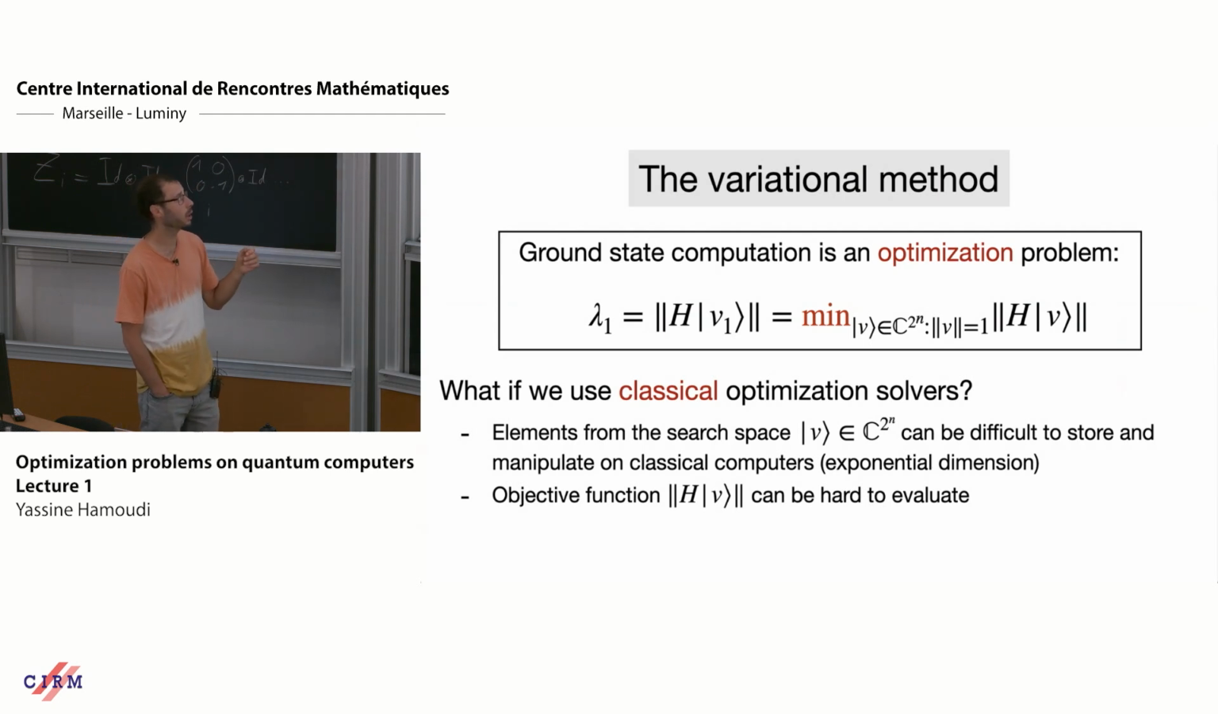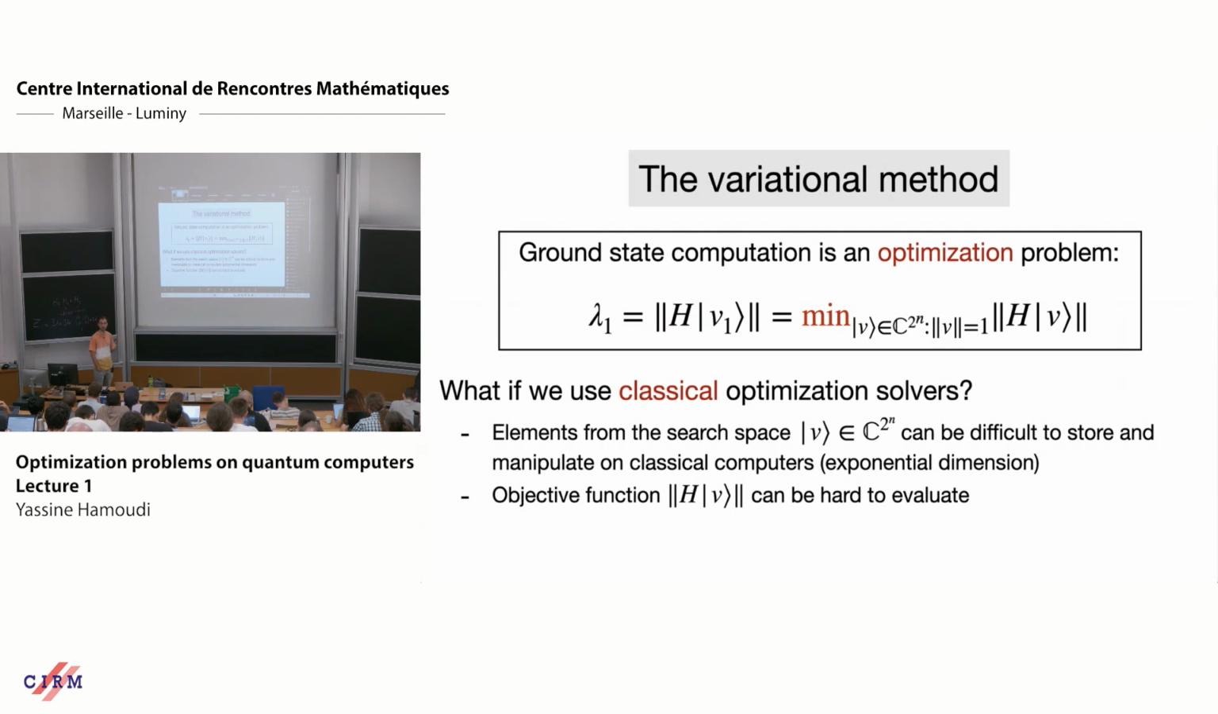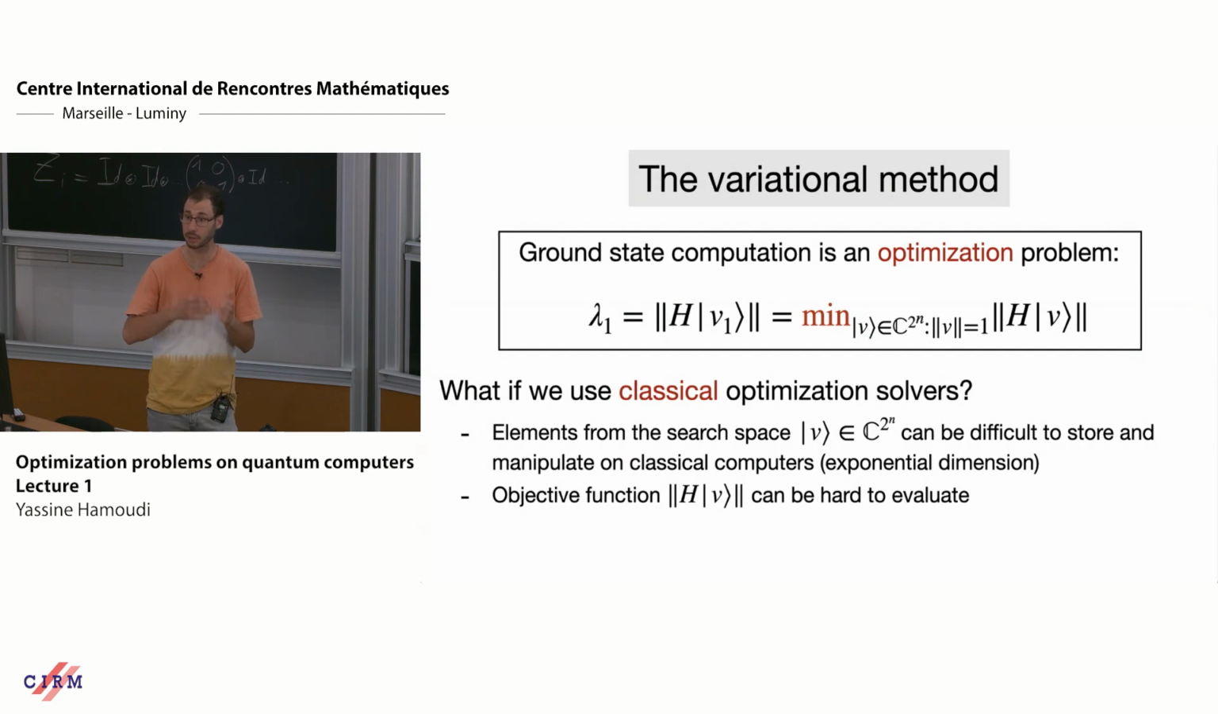A second limitation is that the objective function is also very hard to evaluate. Even if V is a very simple vector, something very sparse for instance, you would like to multiply it with a matrix which is of exponential size. So this could also not be possible to evaluate on a classical computer. You see, even the basics of just storing the state and evaluating the objective function is already too complicated. So it's not even about optimization, it's already complicated to manipulate the objects.